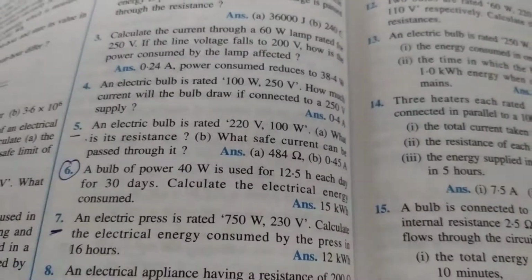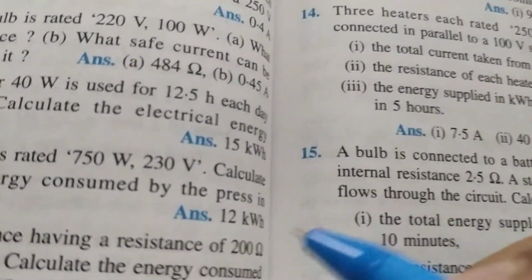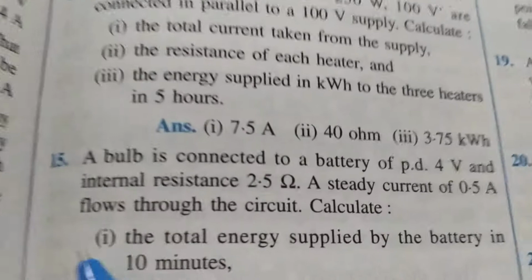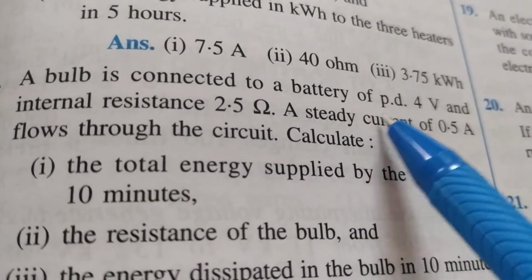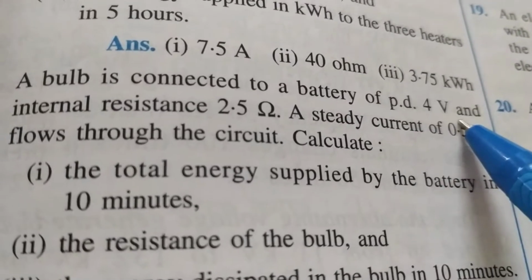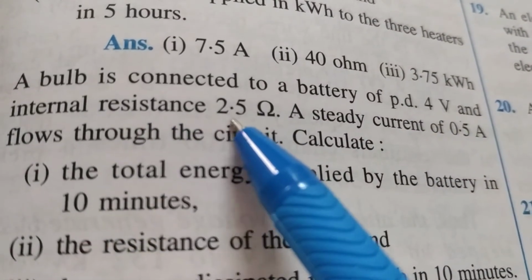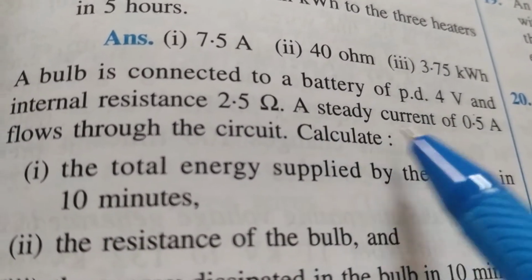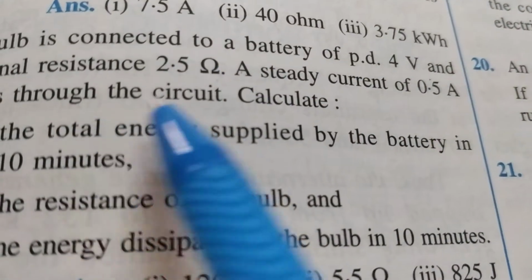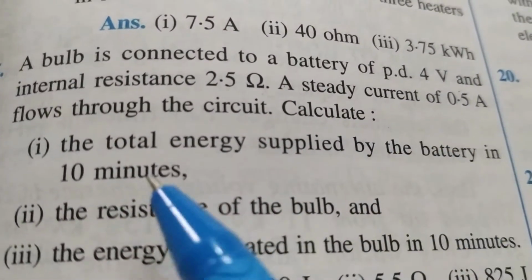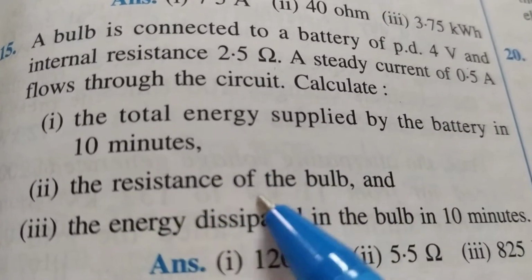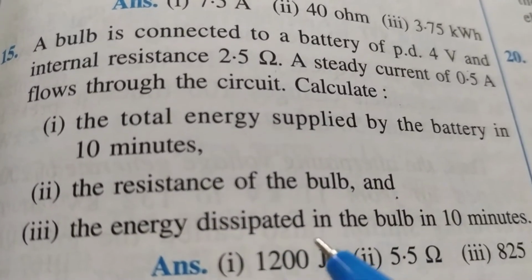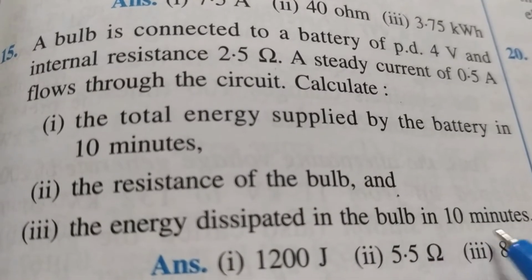Students, I'm going to discuss a few questions from 8C exercise. First of all, question number 15. A bulb is connected to a battery of potential difference 4 volt and internal resistance 2.5 ohm. A steady current of 0.5 ampere flows through the circuit. Calculate the total energy supplied by the battery in 10 minutes, the resistance of the bulb, and the energy dissipated in the bulb in 10 minutes.